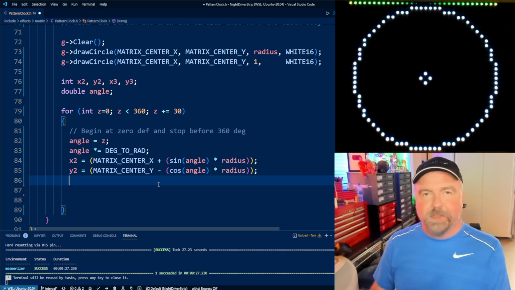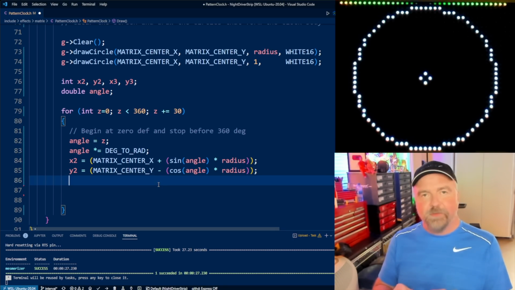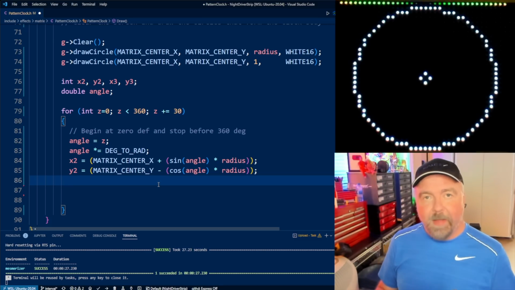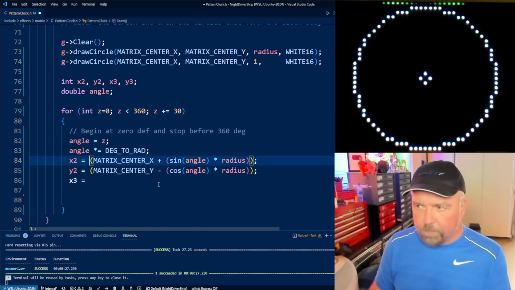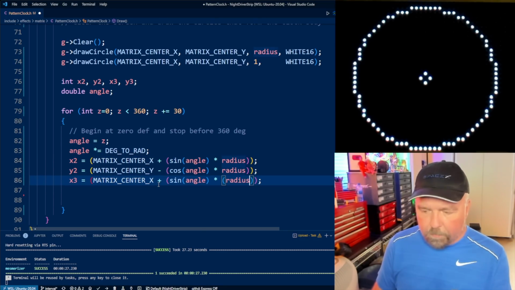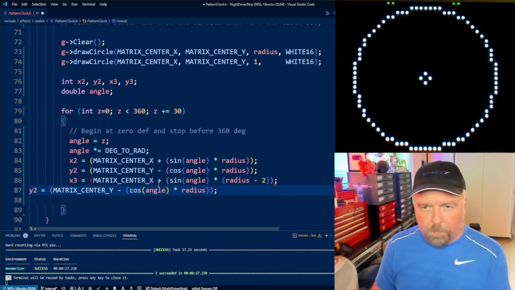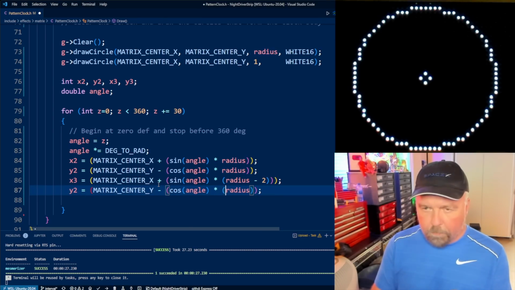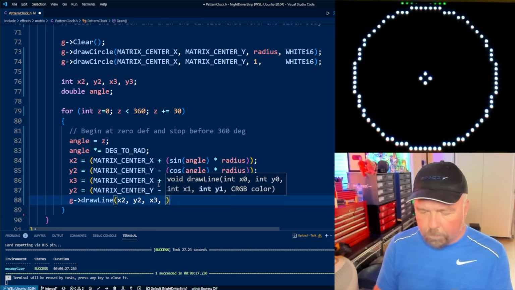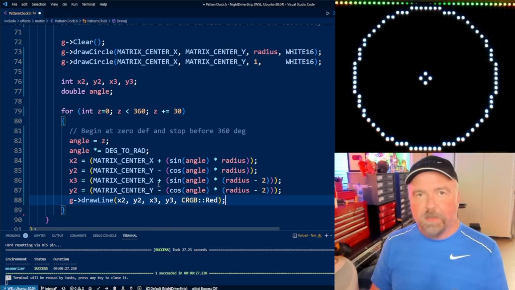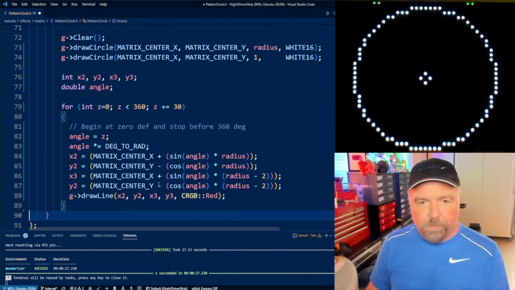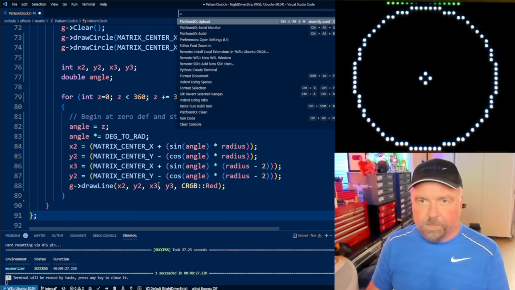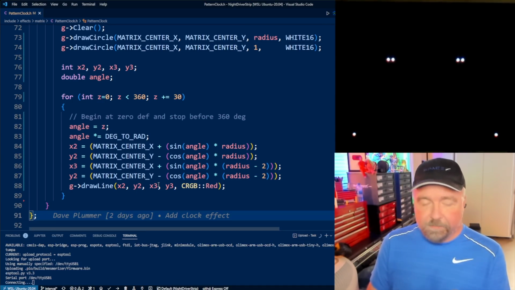That's going to be our start point, which is the very outside at the radius. So we're basically going a full radius away from the center. Now we want to come back just a little bit, so we draw from just a little bit inside to the outside. Uh-oh. And we'll draw them in red for a little extra effect. Let's try this and see if this much works. Still compiles. Still links.